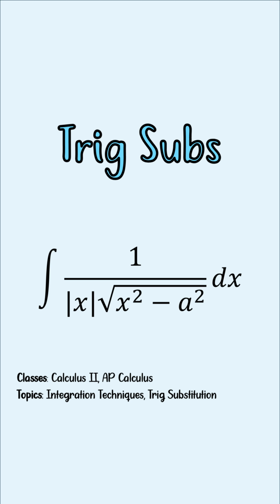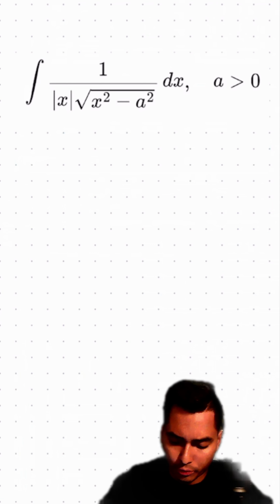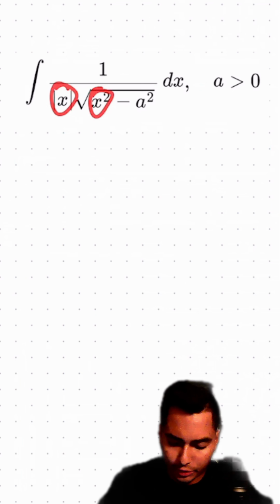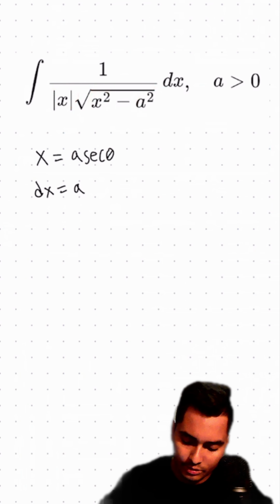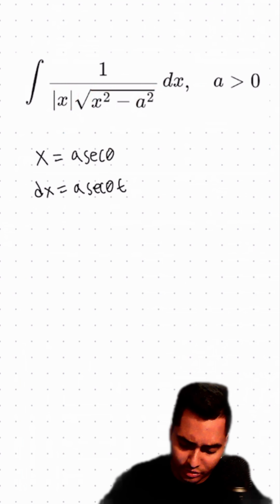Can you solve this trig integral? So here we have the integral of 1 over the absolute value of the square root of x squared minus a squared. What I'm going to do is set x equal to a secant of theta. So the derivative dx is going to be a secant of theta tangent of theta d theta.